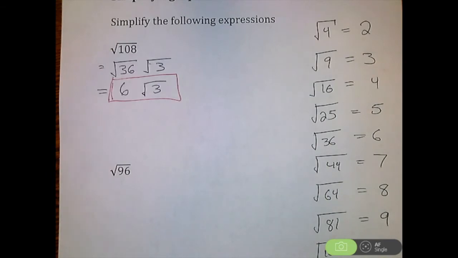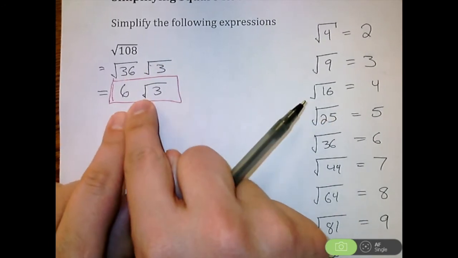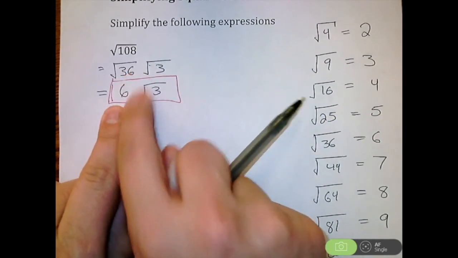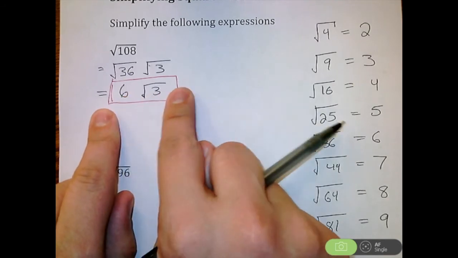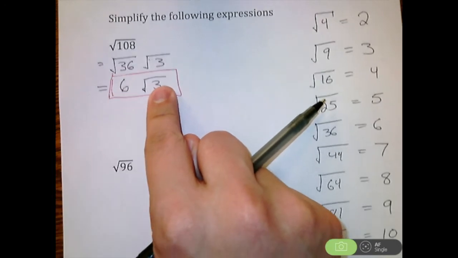Just a note on how you write this: the square root is always going to be in the back. Any real number you pull out, like the square root of 36, is going to be in the front. So it's 6 square root of 3. We don't say square root of 3, 6. So don't change the order. 6 square root of 3.